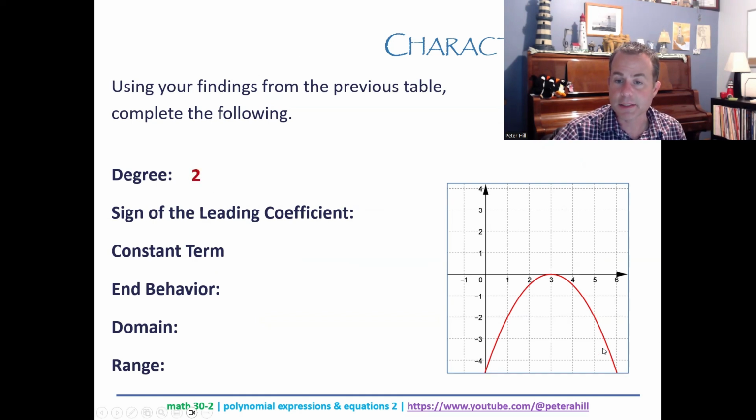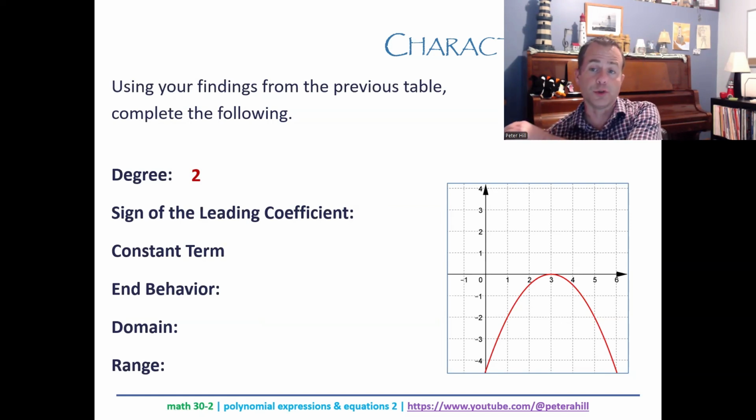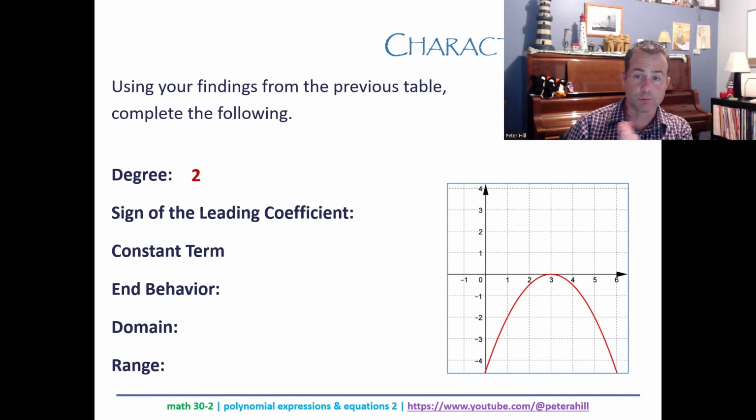I can see that moving over to the right side here, I'm ending going down. When we say end, we're always talking about over to the right because we read graphs left to right. So I end down. The sign of the leading coefficient should be negative.